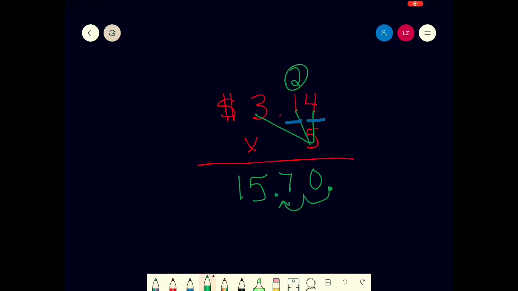We're going to move it 1, 2 spots over, and now it's here. And we're adding a dollar sign. Our answer should be $15.70. Good job if you got that one.